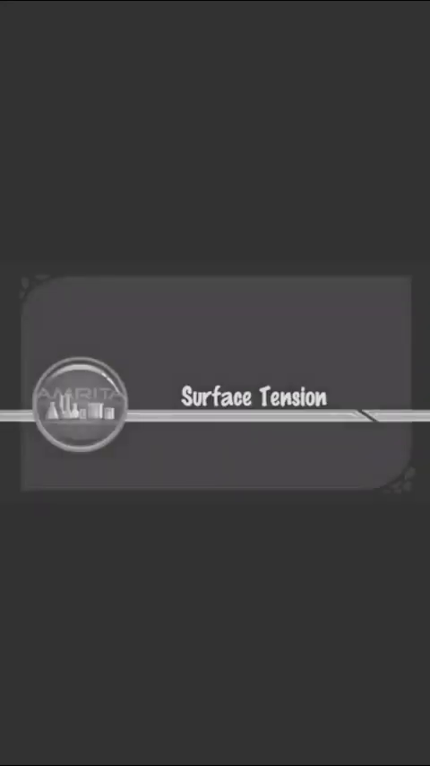Surface tension. Our aim is to find the surface tension of water by capillary rise method.